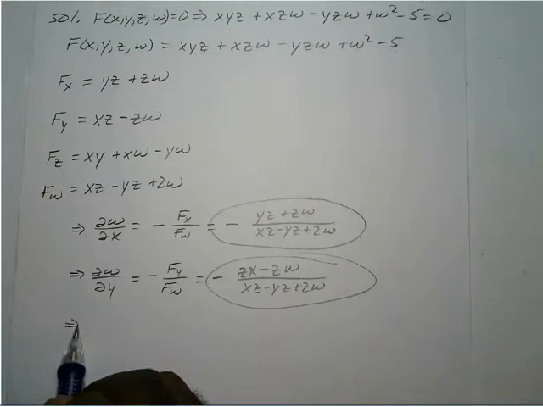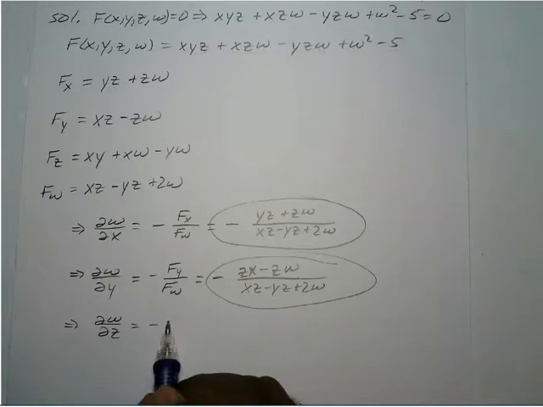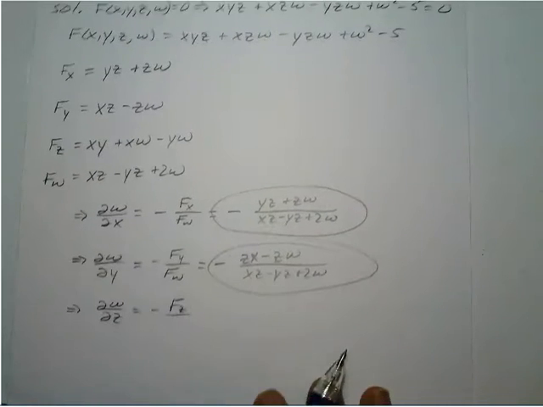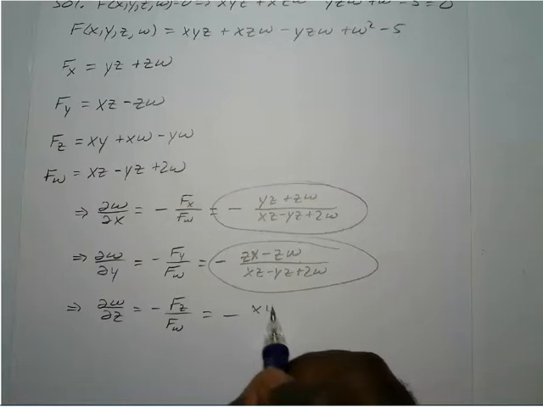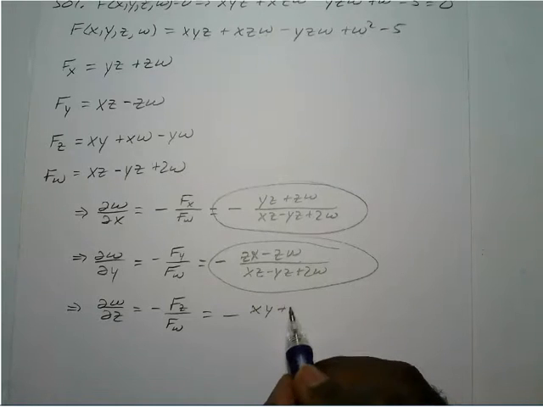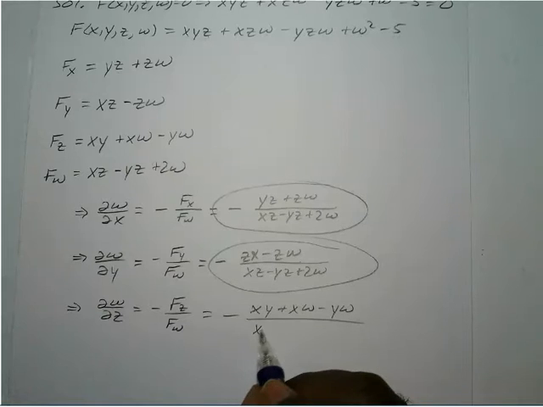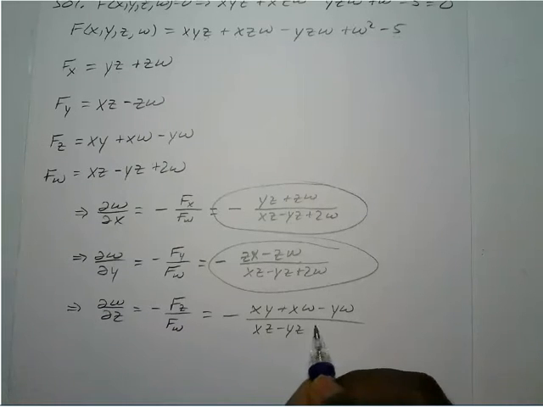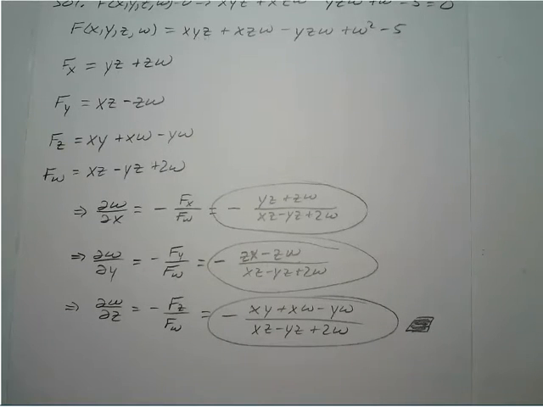And last but not least, we have our partial of w with respect to z, which is the negative partial with respect to z over partial with respect to w, which is equal to the negative, our partial with respect to z is xy plus xw minus yw, all over xz minus yz plus 2w. And we are all done with that problem.